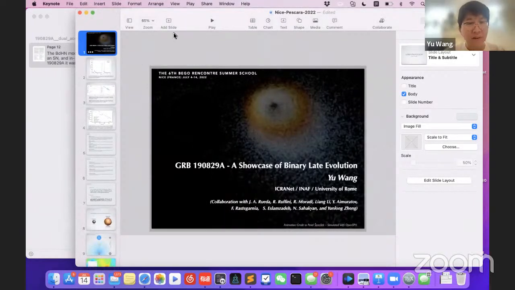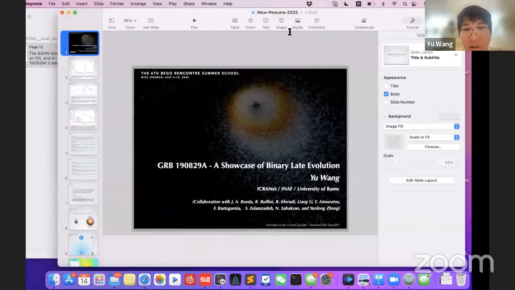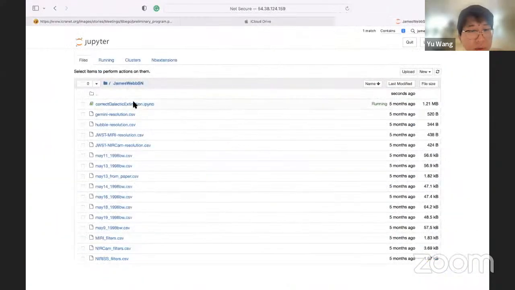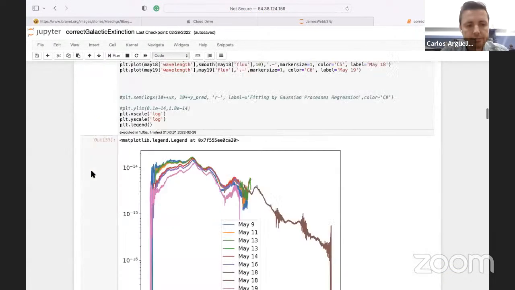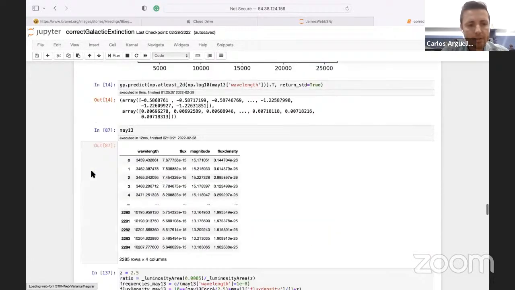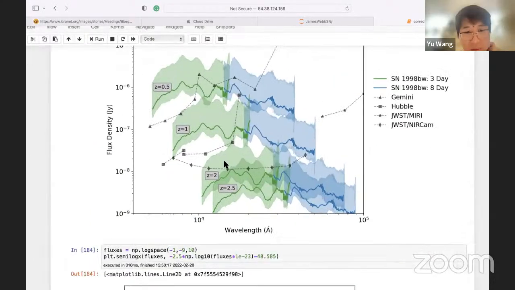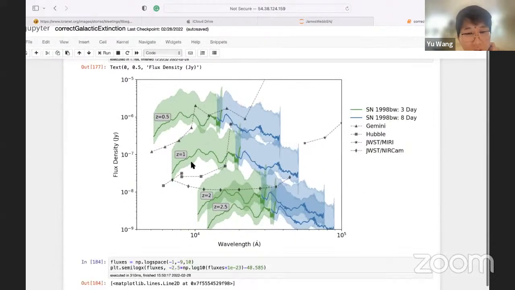Because first, I want to say something about the question that was discussed in Liang's talk about the observation of James Webb for the supernova. Let me show one figure to answer the question. In this one, the x-axis is the wavelength. So it is 10 to the 4, more than 10 to the 4 is in the infrared. So most of the part is in the infrared, and the y-axis is the flux density.